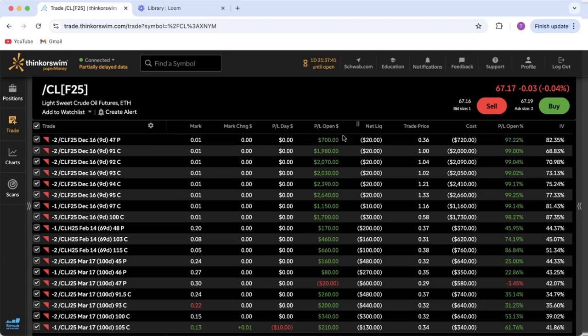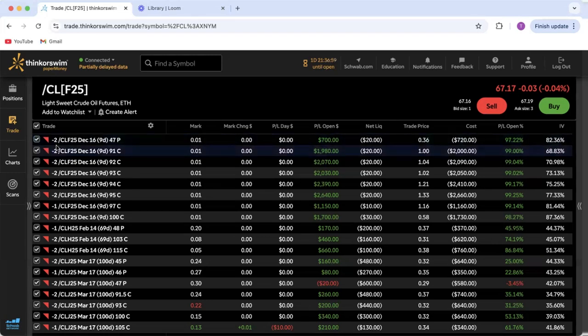All right. So let's go back to this top one here. It's a CLF 25. It expires December 16th. It's 9 days away, and it's a 47 put. We slide across here and you see 0.01. That's the market price of that option. It's worth 1 cent, which is $1,000 a point, so $10. Okay, that's all that's worth. And we'll come back to that in a second. But right now, that option is worth 1 cent or $10.